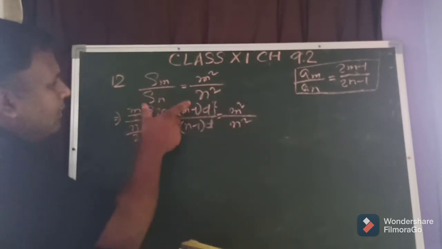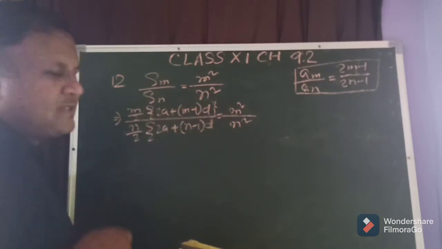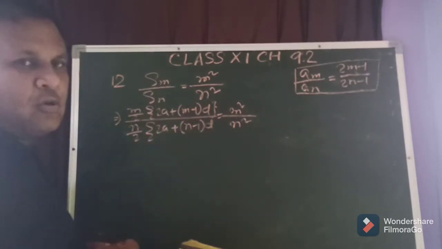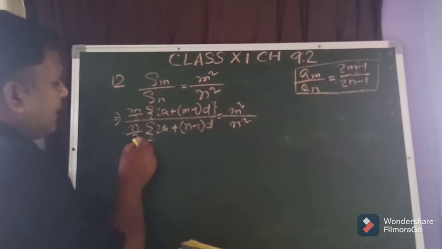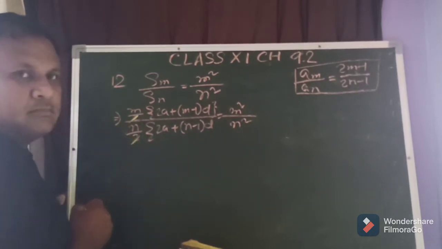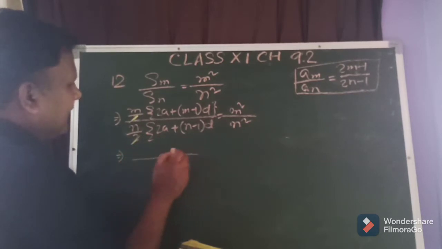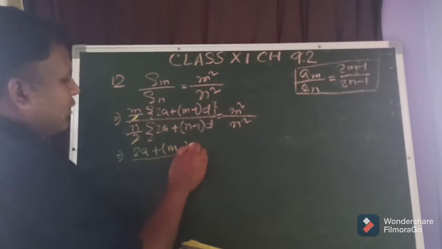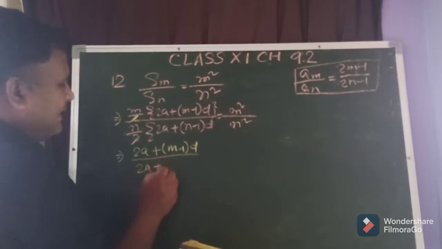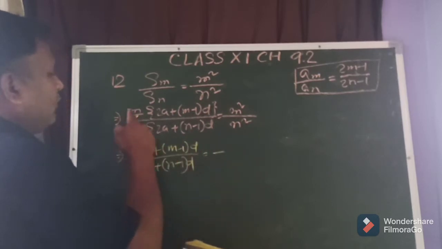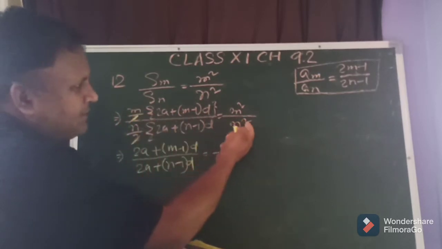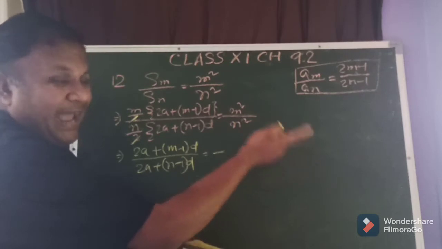This is simple. Some more formula, keep in mind. Everyone knows this. Here the 2 is cancelled out. Then what will remain? Twice a plus m minus 1 whole into d, over twice a plus n minus 1 whole into d is equal to m by n.